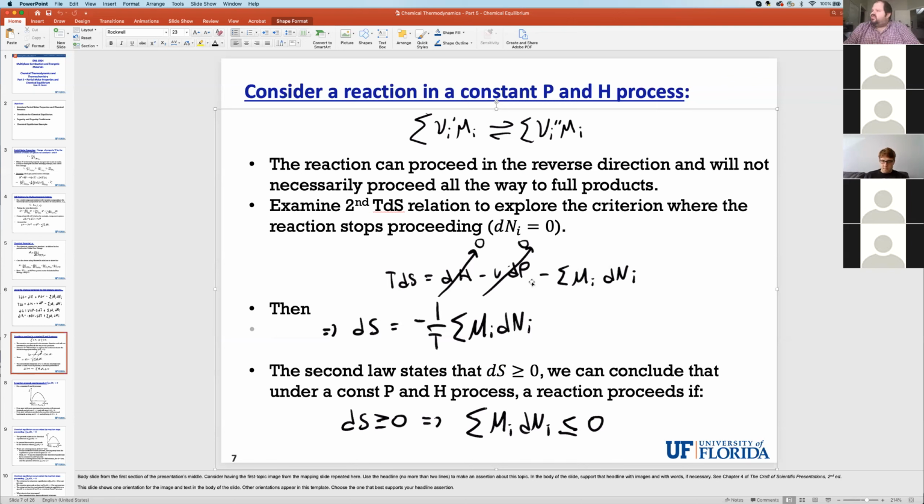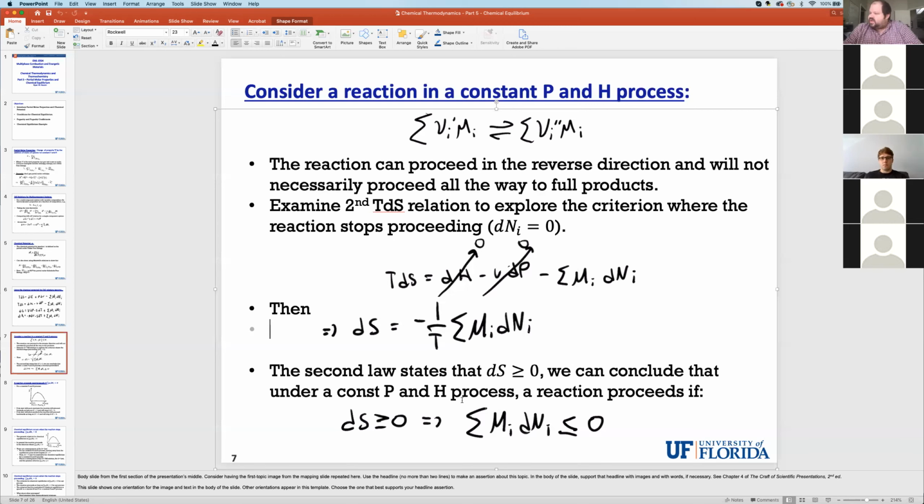And furthermore, if we want to find the equilibrium point, that's the point where the chemical reaction stops changing. Well, what does it mean that the chemical reaction stops moving? If the chemical reaction stops moving, that basically means that the chemical composition is no longer changing, or dNi for all species is equal to 0.